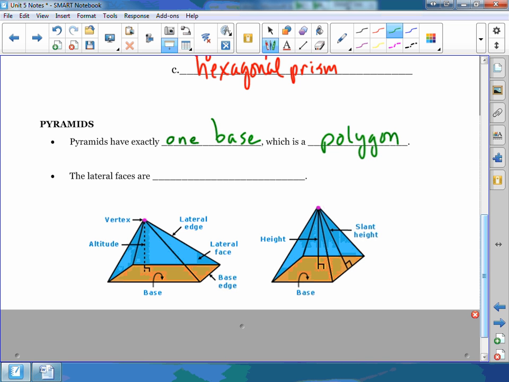All right, the lateral faces. So every other face on a pyramid has to be what? Maddie? Well, it is slanted, but what shape are we talking about? Has to be a triangle, right? If it's not a triangle, then you don't have a pyramid.